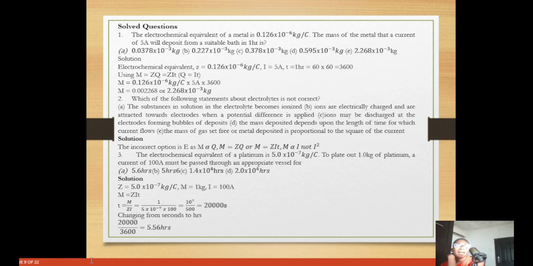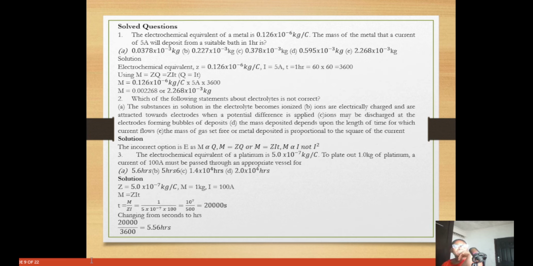Then E says the mass of gas set free or metal deposited is proportional to the square of the current, and that is not correct because it is not proportional to the square of the current. It is proportional to just current, because we did not say M is directly proportional to I squared T. We said M is directly proportional to what? I, not IT, not I squared T. So that is the correct option.